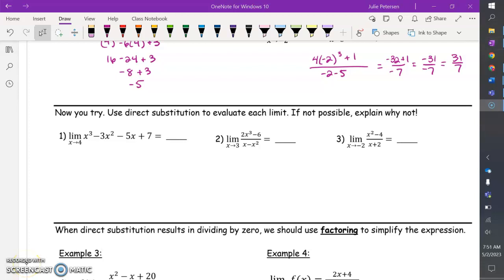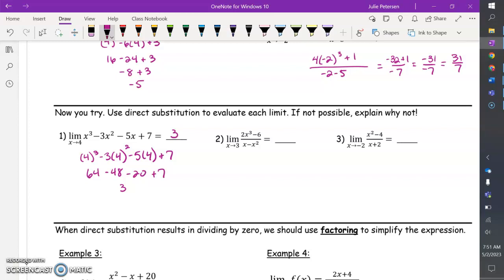Okay, so hopefully you tried those on your own, and if you did, you just substituted in the numbers that we were given. So in this case, we're plugging 4 in, and then just doing your math. So you can use your calculator, whatever you need to do. So we have 64 minus 48 minus 20 plus 7. So we square the 4 first. On that second term, that's 16 times negative 3, negative 48. Just be careful about that. And then when we put these all together, we just get 3. So we can say that the limit as x approaches 4 of this function is 3.